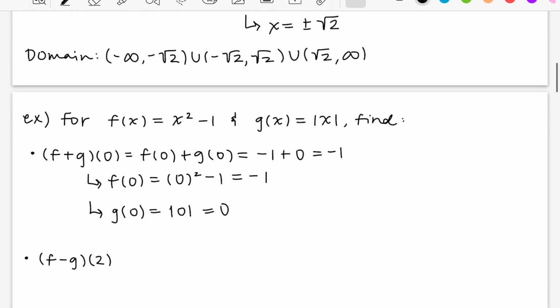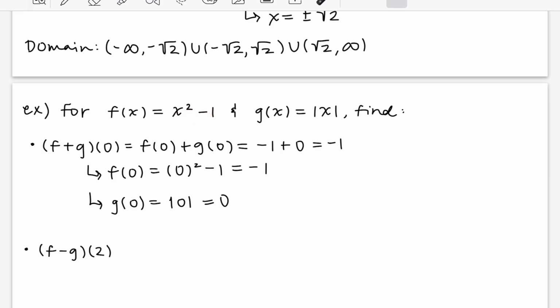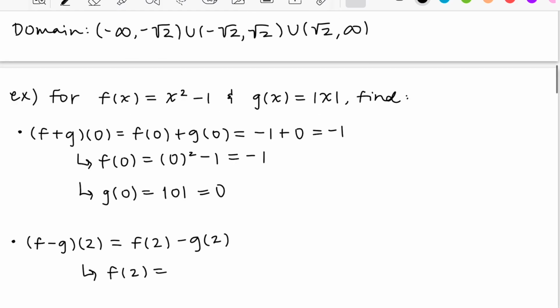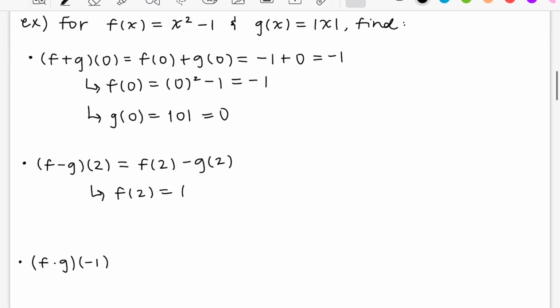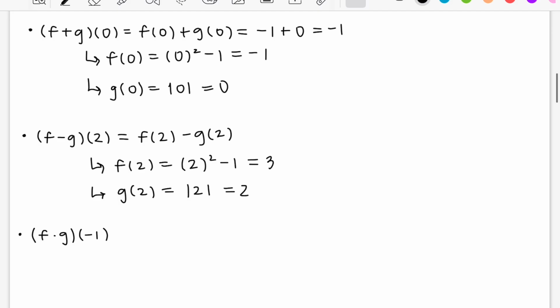All right. Now for this next example, we have these same functions, but we're evaluating at x equal to 2 now. So we're going to find f of 2 and then take out g of 2. So f of 2, plugging 2 into x squared minus 1, we get 2 squared, which is 4, minus 1, so we get 3. And then for g of 2, we'll just get the absolute value of 2, so we just get 2. And then plugging this in, we'll get 3 minus 2, which is 1.